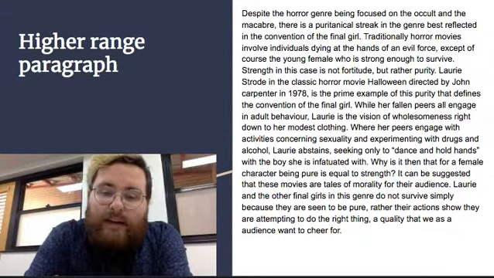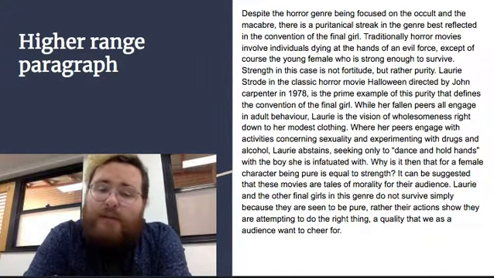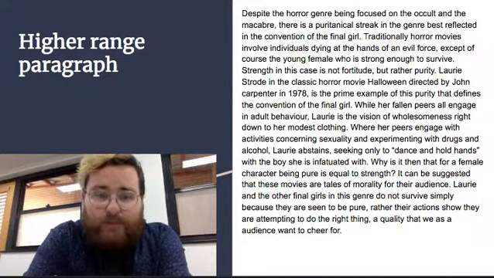Why is it that for a female character, being pure is equal to strength? It can be suggested that these movies are tales of morality for the audience. Laurie and the other final girls in this genre do not survive simply because they seem to be pure. Rather, their actions show they are attempting to do the right thing, the quality that we as an audience want to cheer for.